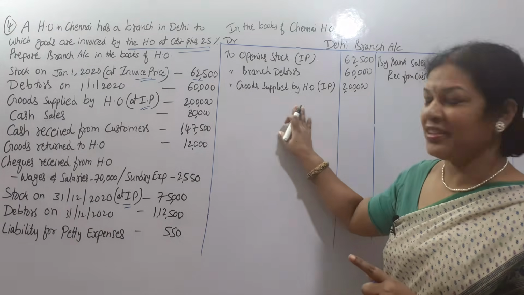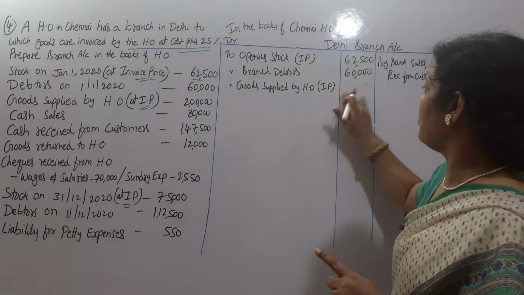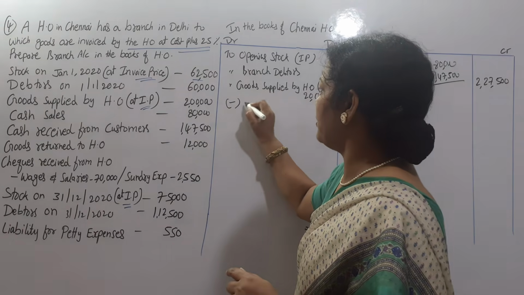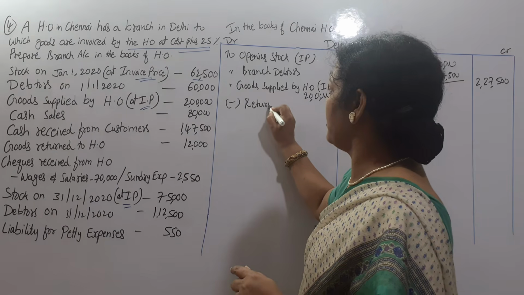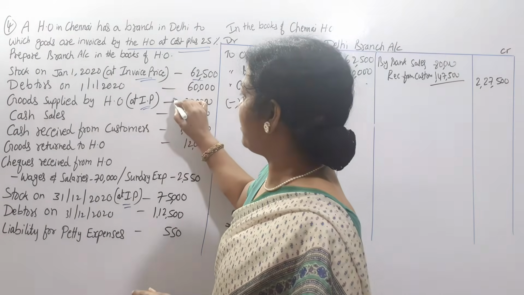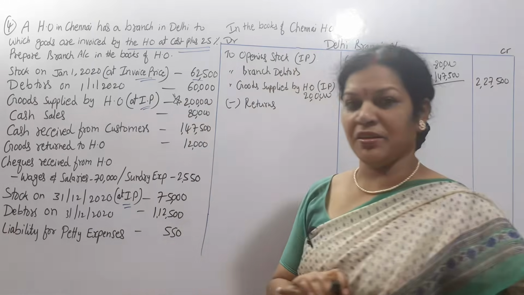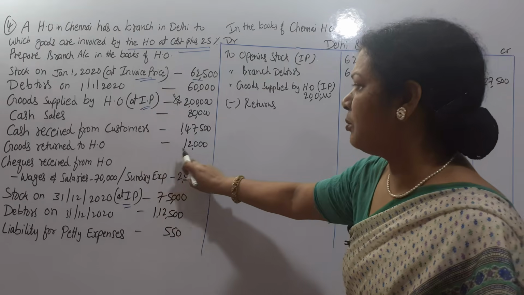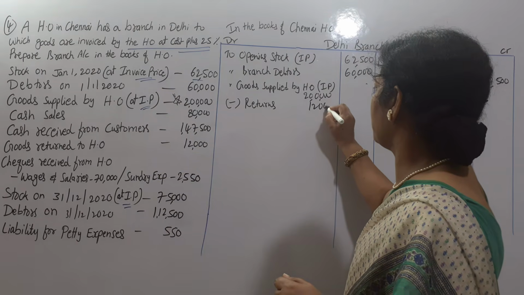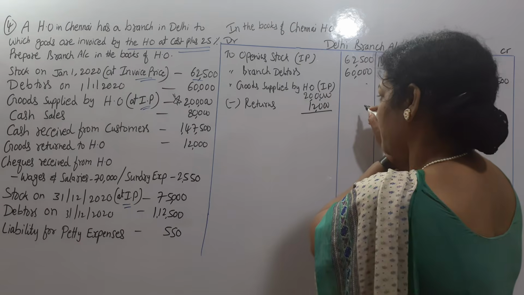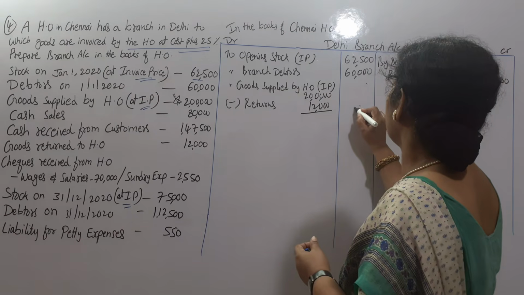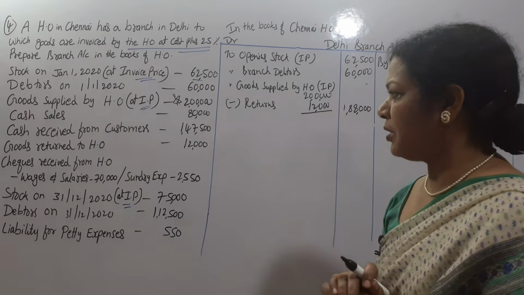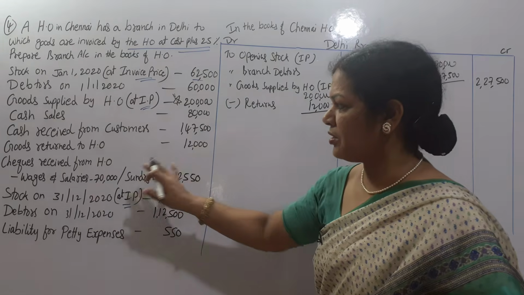Next, after that, goods returned to head office. So there are returns out of the goods supplied, and we'll write it in the inner column. 2 lakh minus returns. We could have put some tick mark like this, then it will be an indication that there are some returns, right? So returns are how much? 12,000. 2 lakh minus 12,000 comes to 1,88,000. Okay, so this is over. Returns are over.